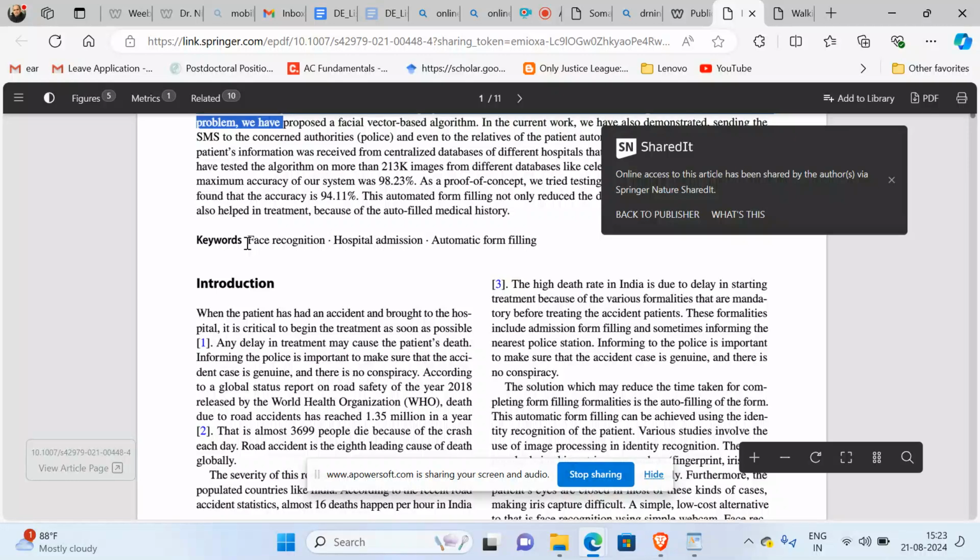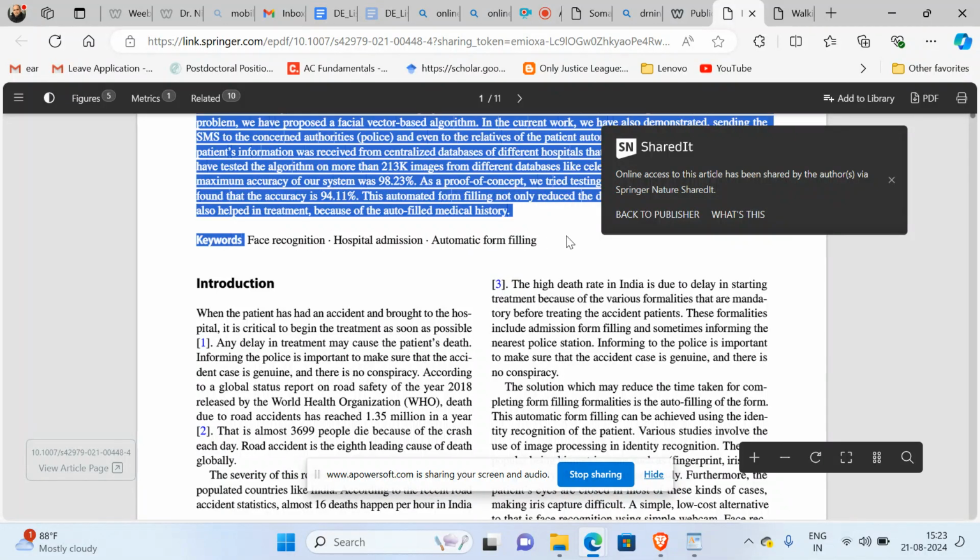Next thing is you need to fill in at least five keywords. Like these are the terms that you search, and your paper should pop up. So at least put five keywords.